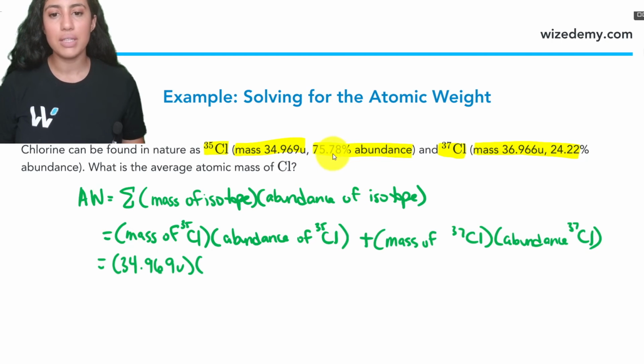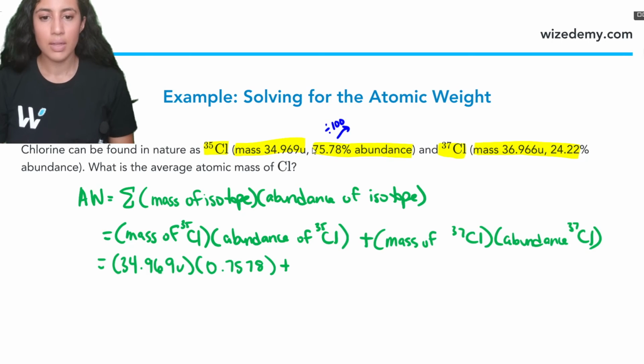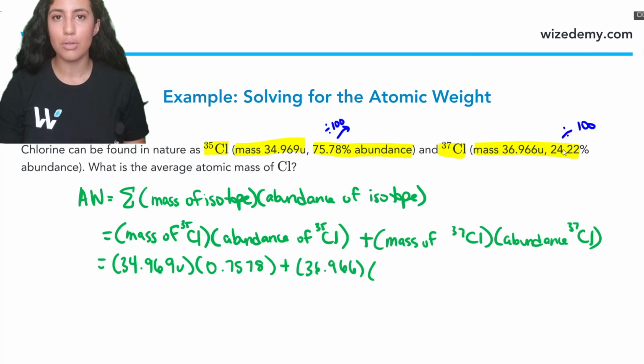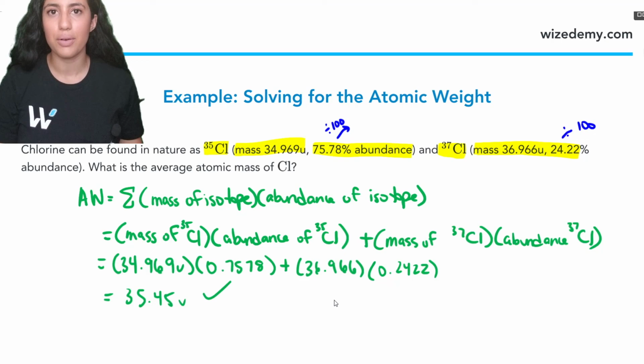Okay, and now the abundance. So this is the abundance. Remember that if we plugged in 75.78 here, we're going to get the wrong answer. You want to plug in a decimal. So to convert any percentage into a decimal, we're just going to divide by 100. Now we do the same for chlorine 37. So this one has a mass of 36.966. And we multiply by its abundance, but again, don't forget we have to divide that by 100 as well to get a decimal. And so our decimal relative abundance is 0.2422. So now when you plug those numbers into your calculator, you should get 35.45 as your atomic weight, and that would be the correct answer. So there's no further calculation needed.